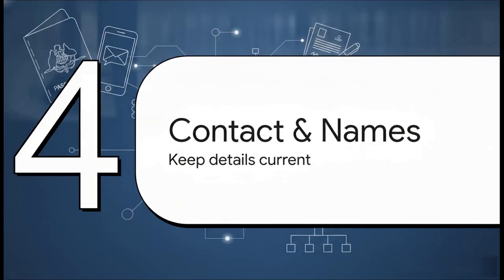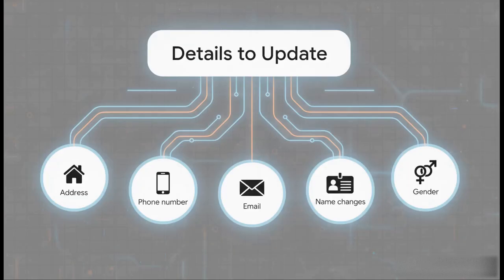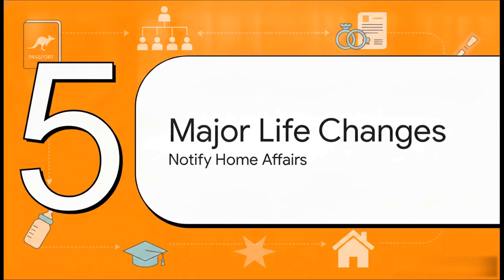All right, on to Section 4, contact and names, keeping those details current. Aside from passports, there are everyday personal details that have to be kept strictly current. We're talking about your residential address, your phone number, your email address, any name changes, maybe you recently got married, congratulations, and gender updates. The stakes here are genuinely high. The Department of Home Affairs needs to be able to reach you. Think about it. If they send a critical notice, like a visa cancellation warning, to an old email or a previous physical address, and you miss it, you won't even know you're in serious trouble until it is way too late.